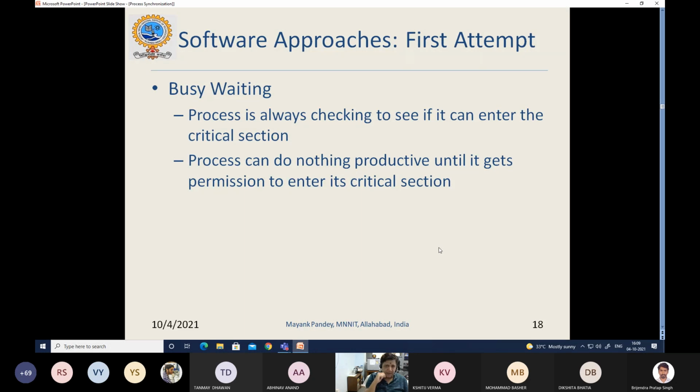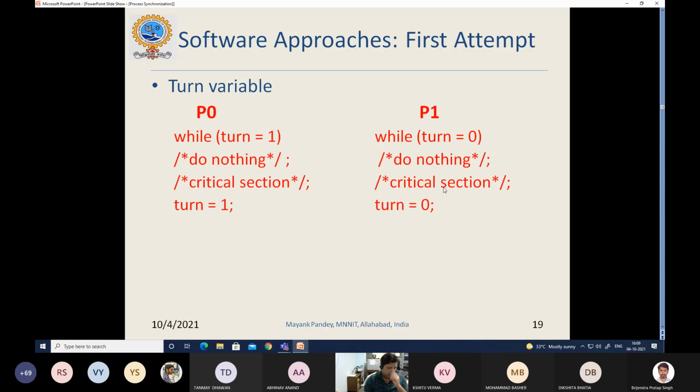Software approach, the first attempt is a very naive attempt. A process will always check whether it can enter the critical section or not, and the process is doing this again and again. Suppose it is not allowed to enter the critical section, then it will be checking and then again waiting, checking and again waiting. That's why the term busy waiting is used. The process can do nothing productive until it gets permission to enter its critical section. So I am giving you this code where there is a turn variable, and let me switch to the whiteboard.